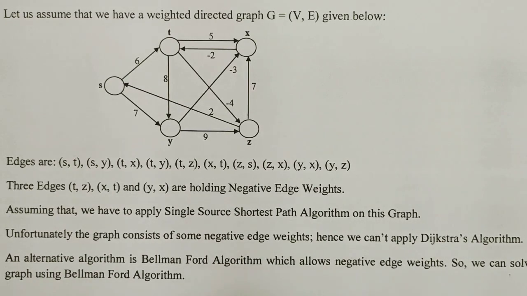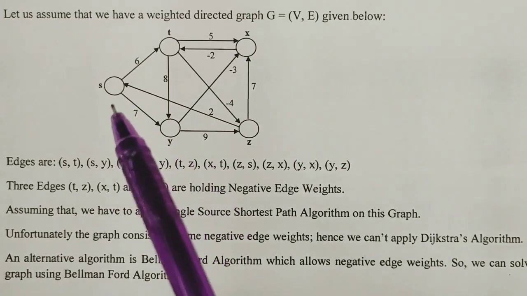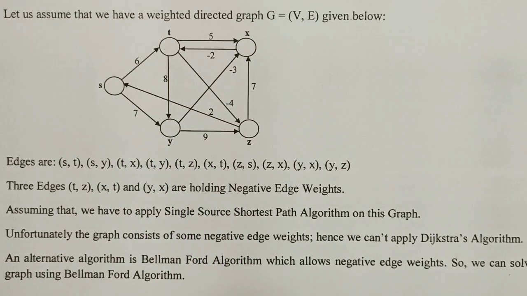Assuming that in this graph you are asked to apply a single source shortest path algorithm considering S as a source, then as in this graph some edge weights are negative, you cannot apply Dijkstra, because you know that Dijkstra never allows a weighted directed graph having negative edge weight.